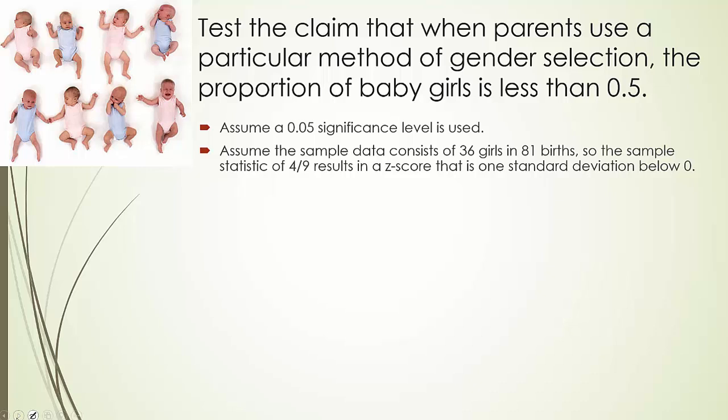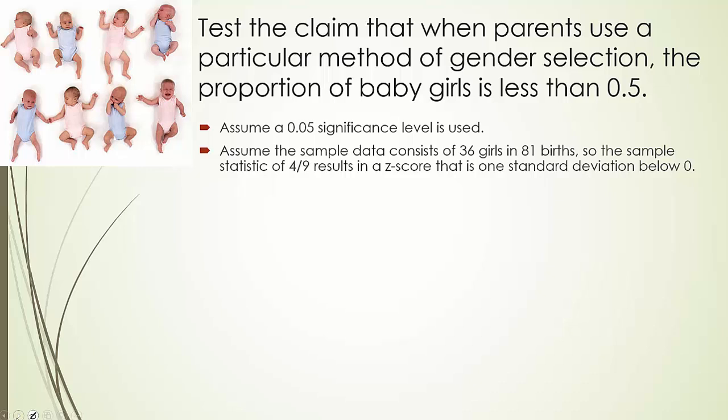We're to assume that the sample data consist of 36 girls and 81 births, so that the sample statistic of 4/9, and that's just 36 over the total there, results in a z-score that is 1 standard deviation below 0.